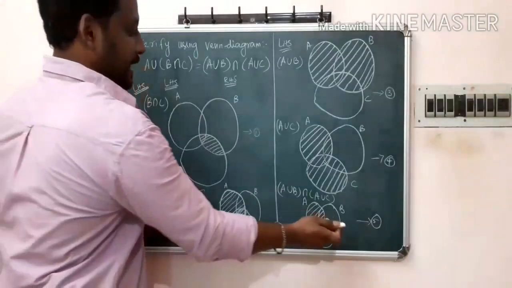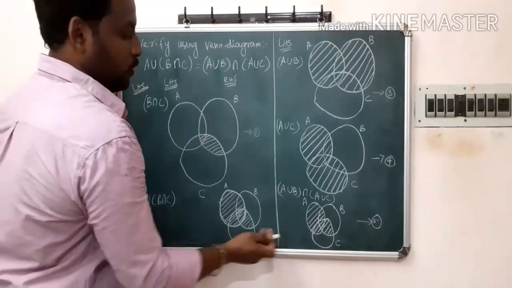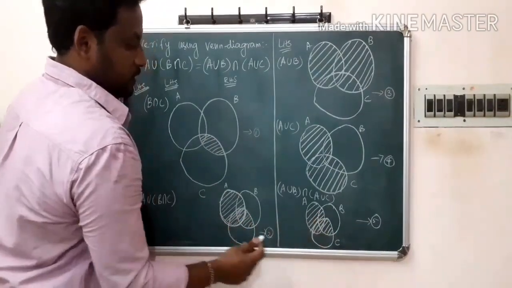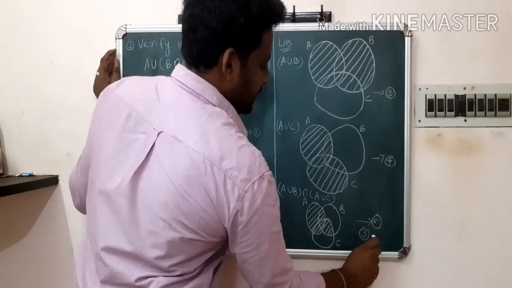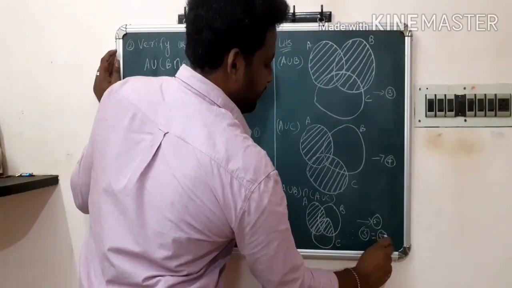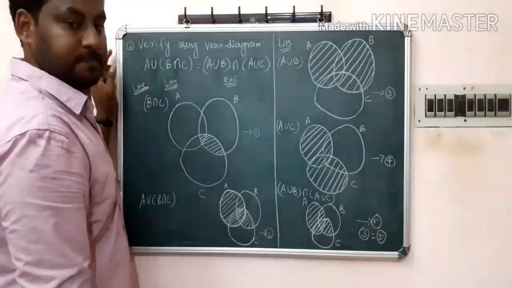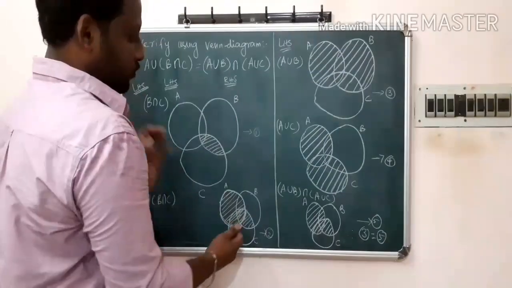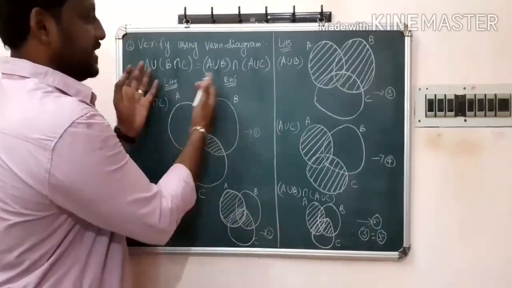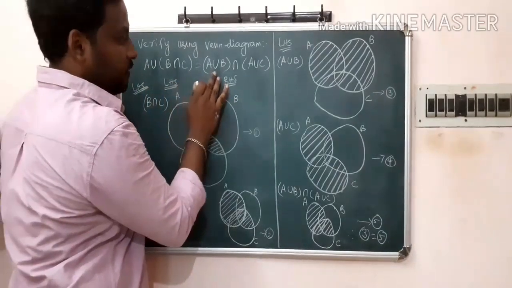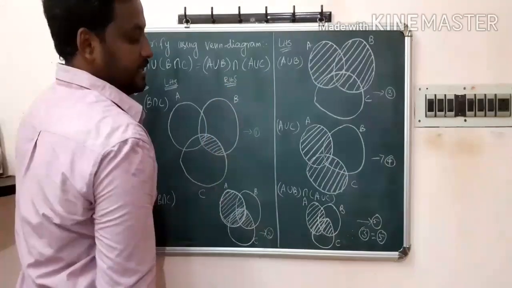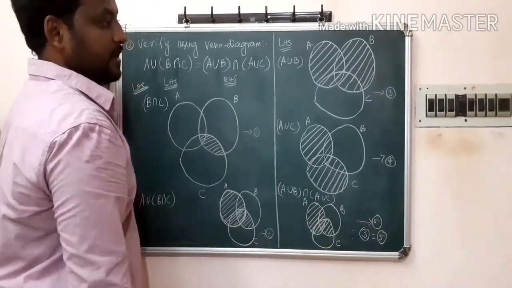Now look at diagram 5 and diagram 2. Both are equal. Therefore diagram 3 is equal to diagram 5. So hence the condition is true. Both are equal, that means the condition is satisfied. So A union B intersection C is equal to A union B intersection A union C. Okay, clear?